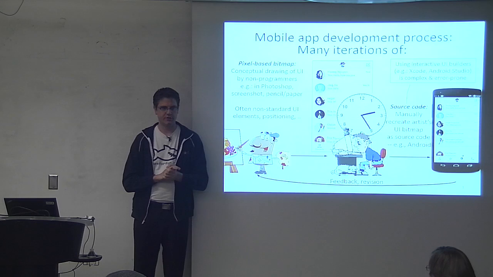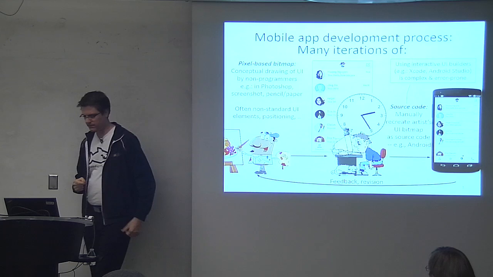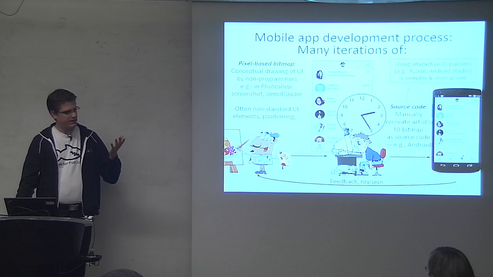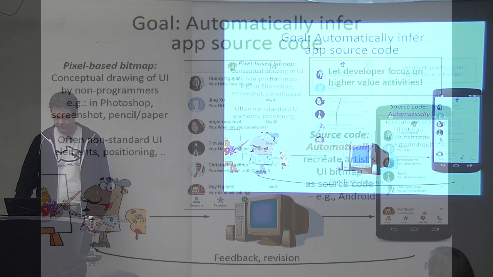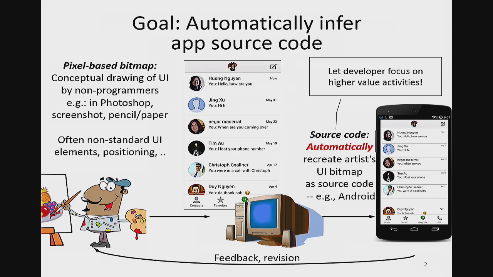So it's just a long process. And Tony basically thought, maybe we can automate some of this, right, and increase efficiency here. So the goal clearly is not to fire all the developers, but to allow developers to focus on more high-value activities, and maybe more interesting activities than just to recreate user interfaces in code.